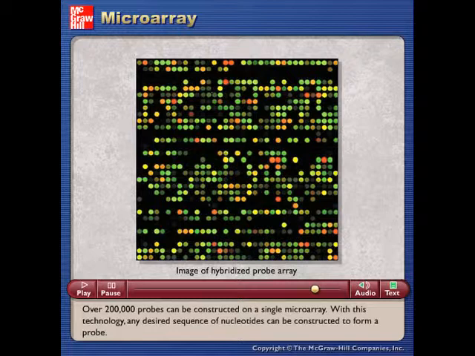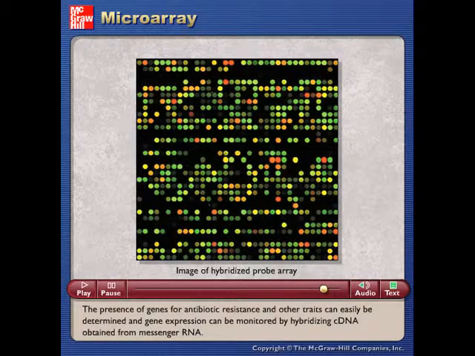With this technology, any desired sequence of nucleotides can be constructed to form a probe. The presence of genes for antibiotic resistance and other traits can easily be determined, and gene expression can be monitored by hybridizing cDNA obtained from messenger RNA.